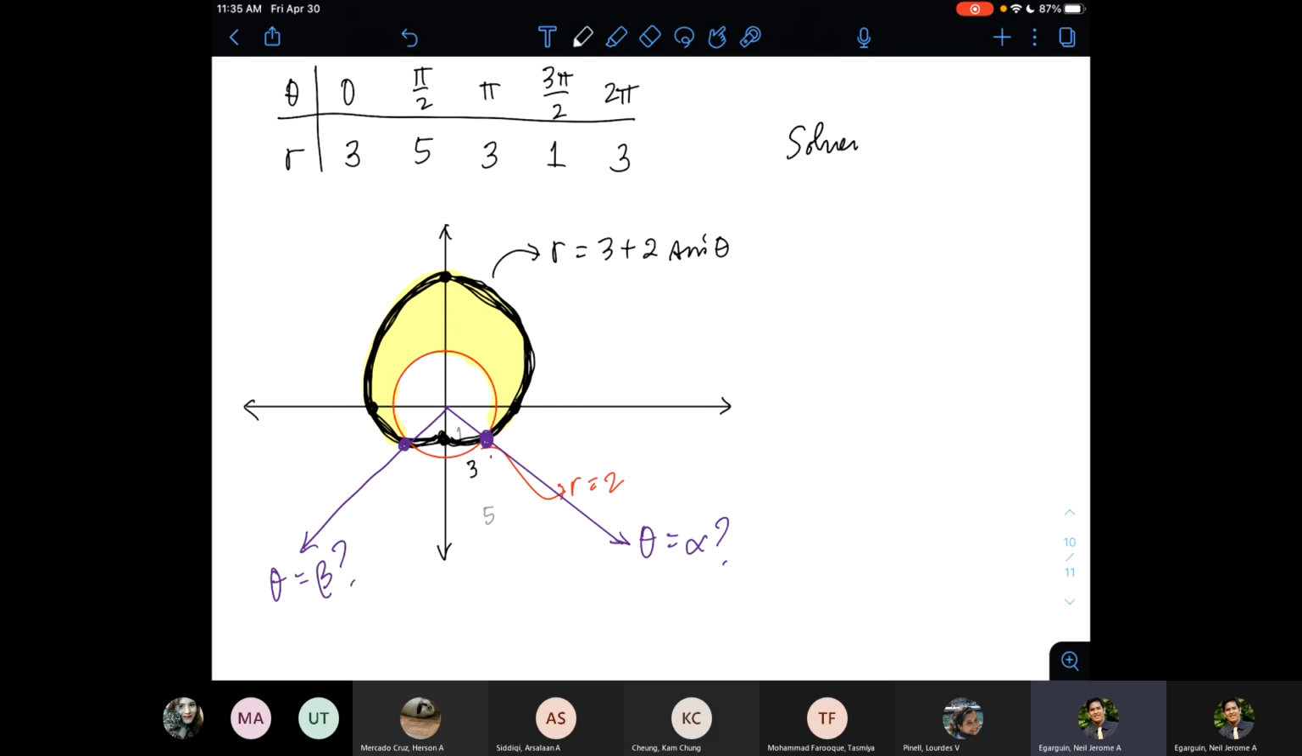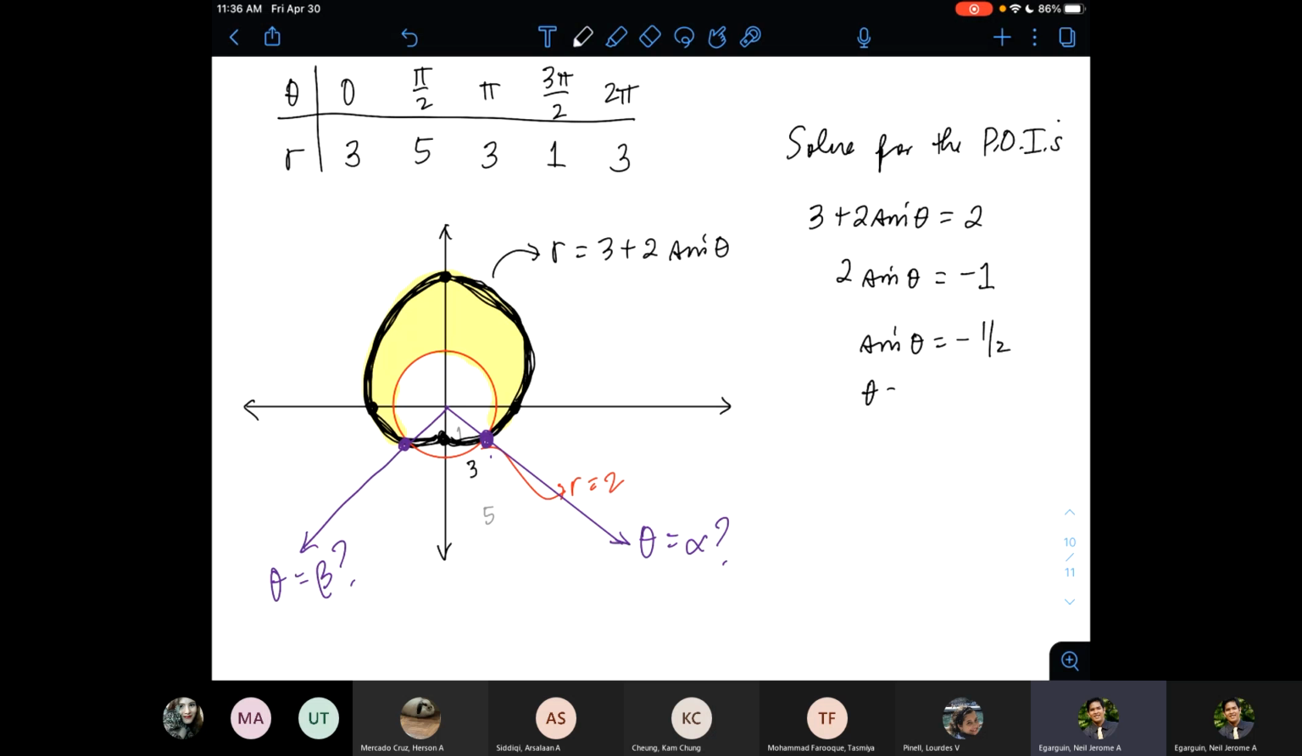So solve for the POIs. Okay. Now we have r equals 3 plus 2 sine theta, and r equals 2. Both right-hand sides are equal to r, so let's put them equal to each other. So we have 3 plus 2 sine theta equals 2, right? This is our first r value for the Limaçon. This is the r value for the circle. So we'll equate them to each other. So we'll get 2 sine theta equals -1, and sine theta is equal to -1/2.